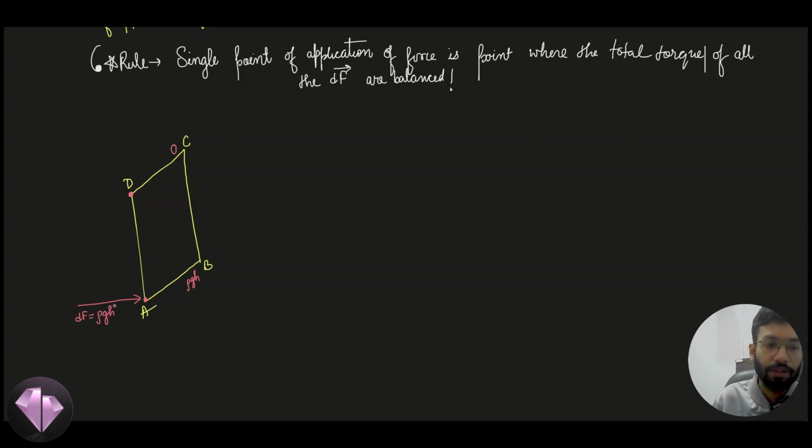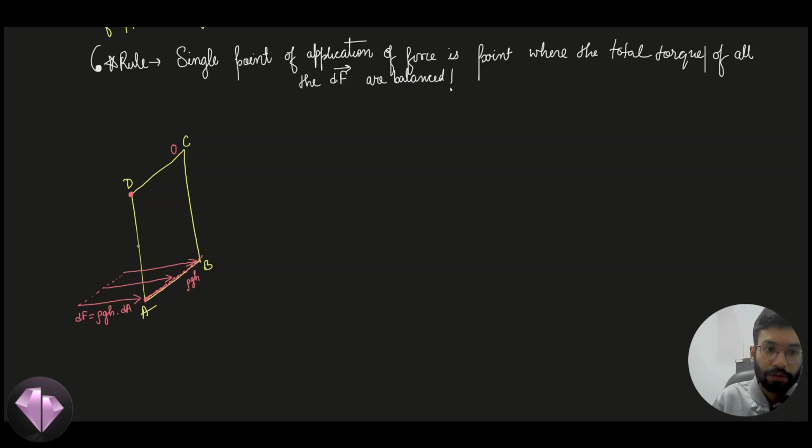So obviously into dA. If you cut a thin strip here, that is the force which is applied on it. So if I look at the line AB, this is how the forces are applied on this line. If I cut a small thin strip, then on that strip the pressure is rho gh, so the force applied is rho gh into dA.